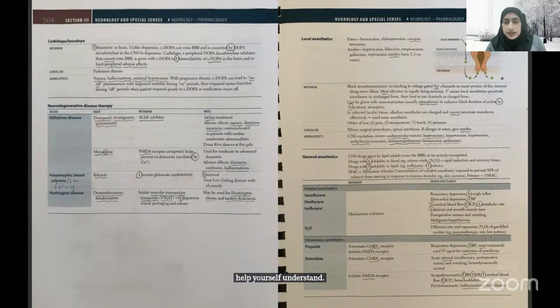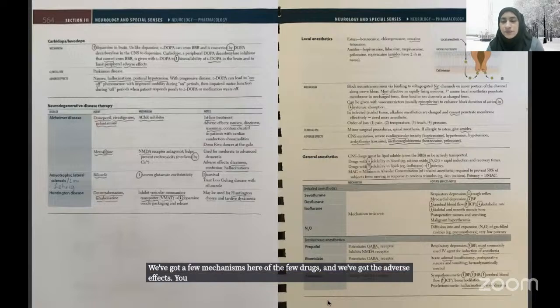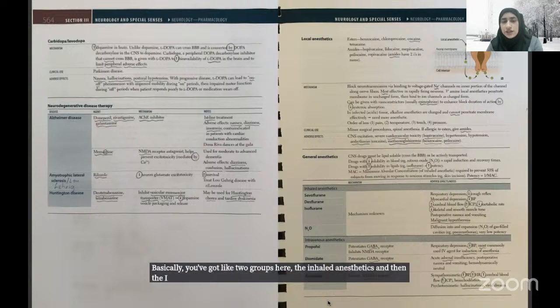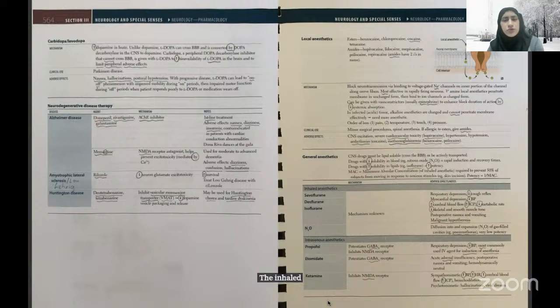We've got a few mechanisms here of the few drugs, and we've got their adverse effects. You don't have to memorize all of them. I'm just going to read the ones which are most important. You've got two groups here, the inhaled anesthetics and the IV anesthetics. For the inhaled ones, the most important one to remember is that isoflurane can cause malignant hyperthermia. Moving towards the intravenous anesthetics, you've got propofol, etomidate, and ketamine.